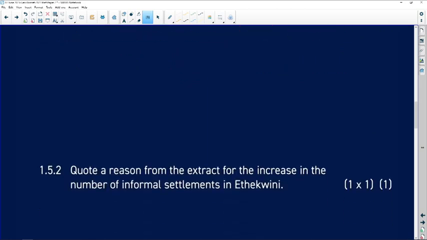Quote a reason from the extract for the increase in number of informal settlements in eThekwini. Okay, we looked at that. The reason is because of the rapid urbanization taking place. And another reason is government failing to provide formal housing.